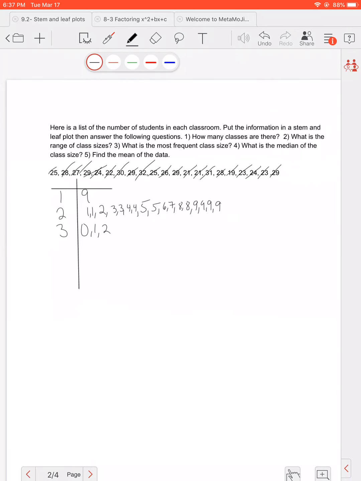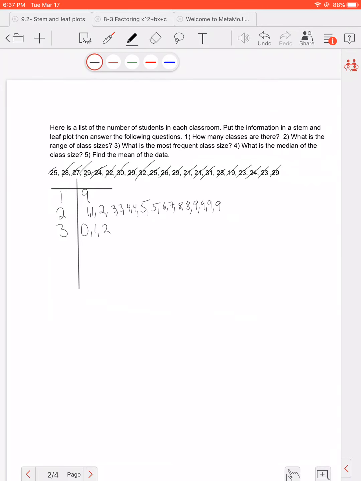Now I'm going to count my numbers just to make sure I got everybody. I'm going to erase my tick marks here just so I make sure. So we're counting: 1, 2, 3, 4, 5, 6, 7, 8, 9, 10, 11, 12, 13, 14, 15, 16, 17, 18, 19, 20, 21. So I should have 21 numbers. I'm going to save that number in the back of my head because we're going to need that to find the mean.